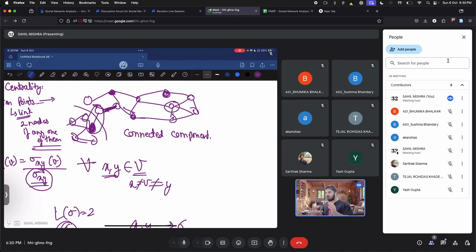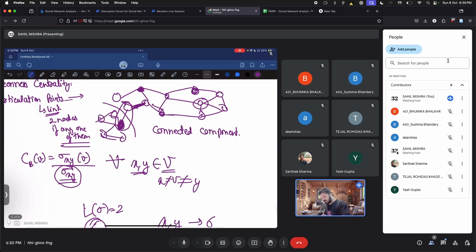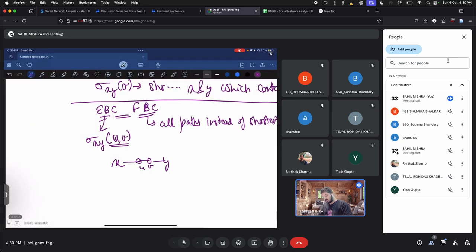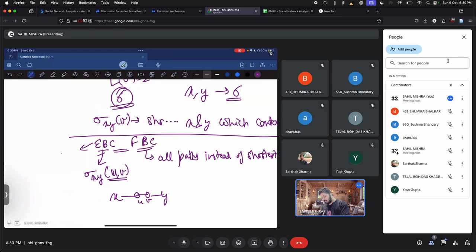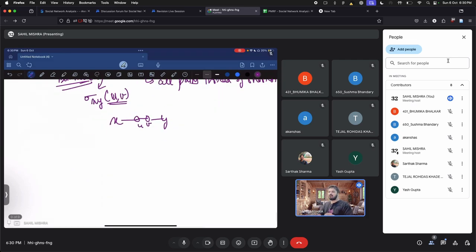That's what I told you at the start: articulation points are two nodes. Betweenness centrality is used to compute it for each individual node, but edge betweenness centrality is used to compute it for both nodes. That is why this is important. It won't be asked numerically in the exam, but it might be asked in definition form. For example, which one uses an edge to compute the centrality measure? Then the answer will be edge betweenness centrality.